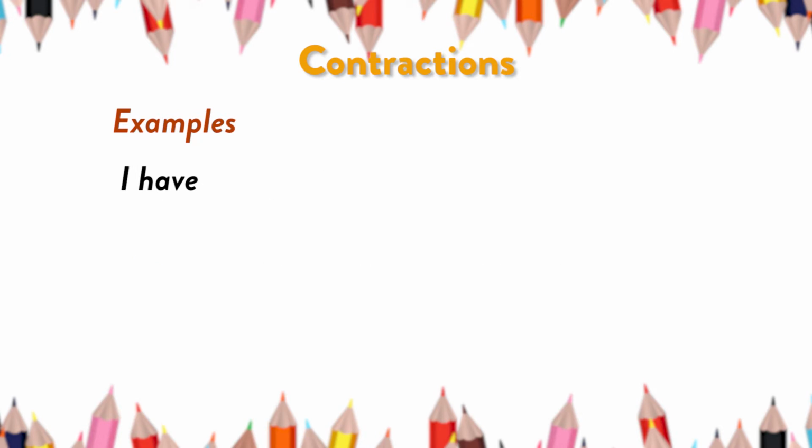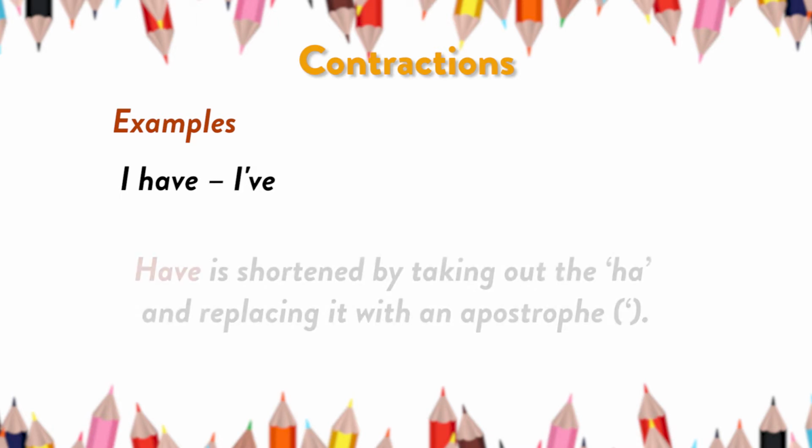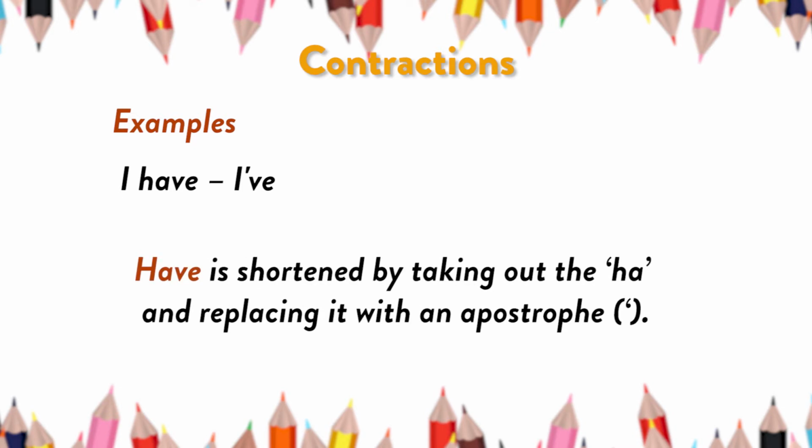I have. I have, two separate words. In contraction form, we say I've. We shorten the word have by taking out the HA and replacing it with the apostrophe. For any contraction being formed with the word have as the verb, we always take the HA out.